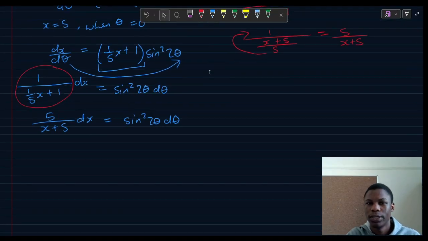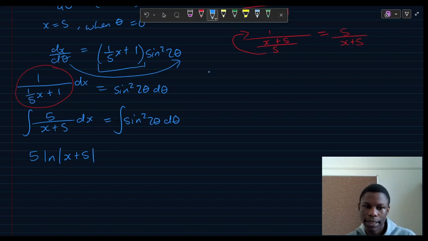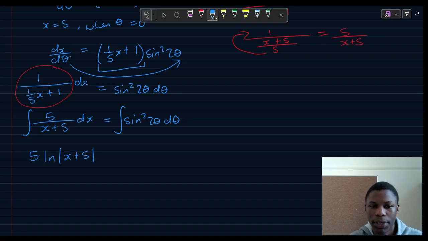Once you have separated your variables, you integrate both sides. So if we integrate the left-hand side, it becomes 5 times the natural logarithm of x plus 5. In this case, if you differentiate x plus 5, you get 1, so you don't have to divide by anything. I mean, technically, you could divide by 1, but you still get the same thing. Plus our constant of integration.